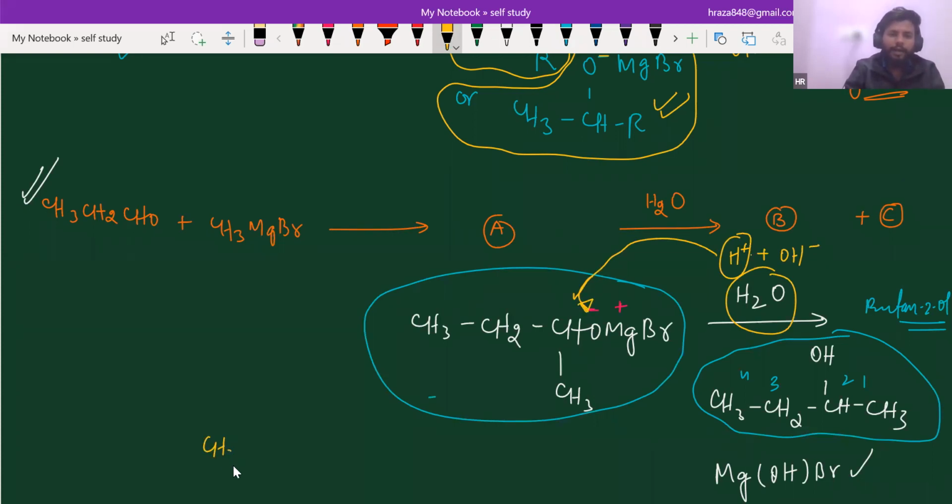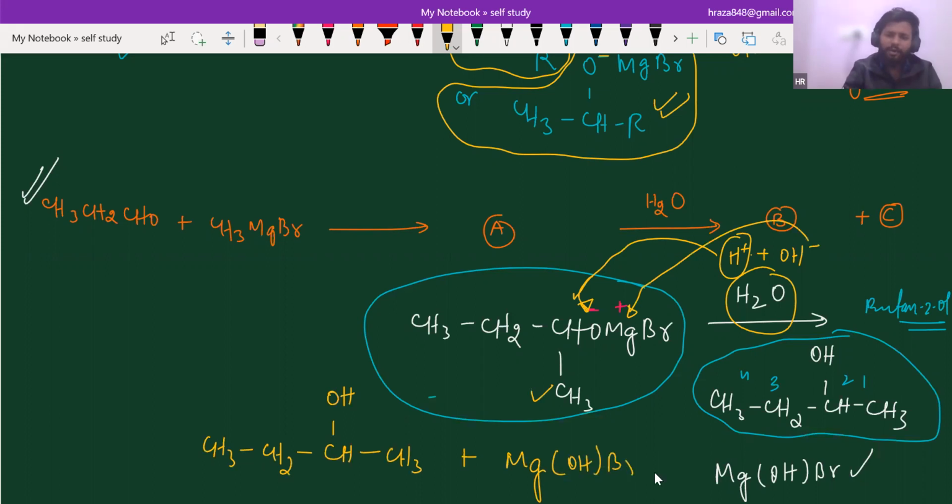So now we will have CH3, CH2, and then CH, and then OH. With O, there will be H, which will be coming from this H2O, and this was CH3 downward. So I'm going to write it like this, and this negative will go to this Mg. That is basically the byproduct, which is not necessary. Okay. Anushka, do you have any doubt in this? No, sir. Understood. Okay, thank you.